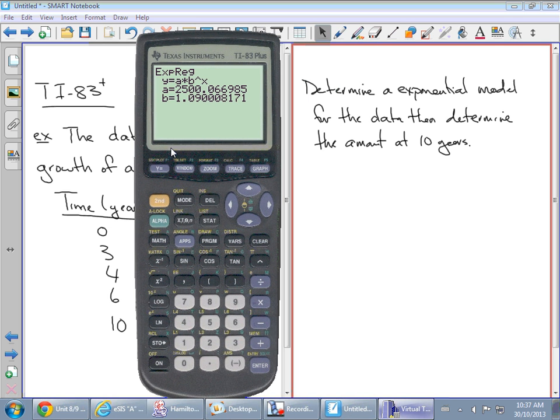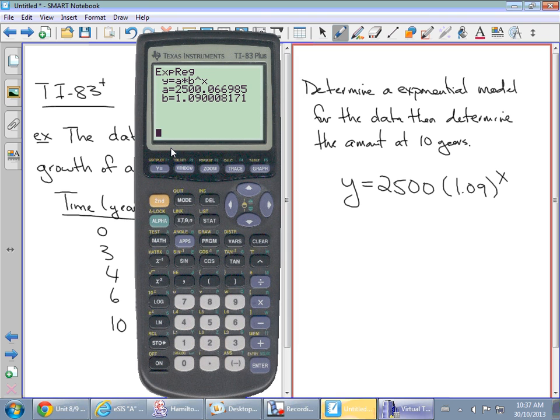So the exponential model for this data would be y is equal to the initial amount. Now remember, my initial amount was $2,500. The calculator is giving me a different initial amount, so it's kind of rounding off. It's trying to come up with the best equation for it, and it's not a perfect equation, so just make sure you put the initial amount in, and then the b value we can just round off to 2 decimal places. So this is the equation that represents this investment.